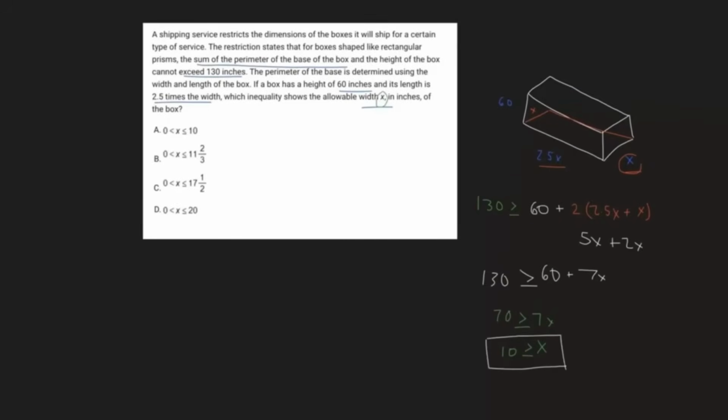So let's look at our answer choices. For A, we have x is greater than 0, but less than or equal to 10. Well, that lines up exactly with our inequality. For all these inequalities, x has to be greater than 0, which makes sense because you can't have a width of 0 for a box like a rectangular prism. And since this part of the inequality matches up with what we have down here, it's the same thing but flipped, our answer choice is going to be A.